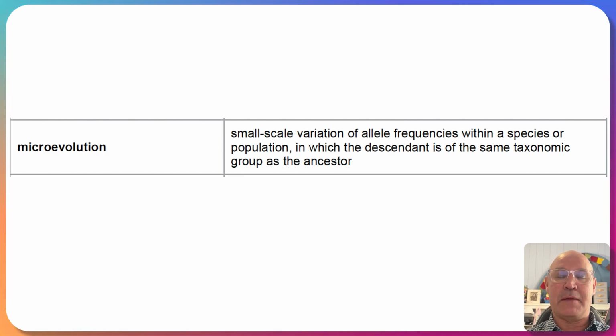Now, microevolution, the syllabus says that microevolution is small-scale variation in allele frequency within a species or even within a population. So it means that there's actually no new speciation. It's within the same species, small-scale variation within a species.